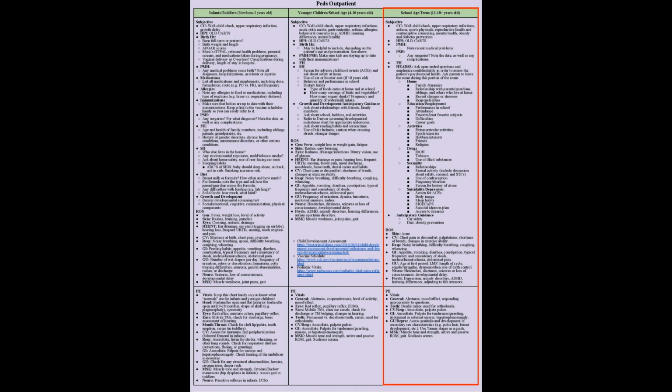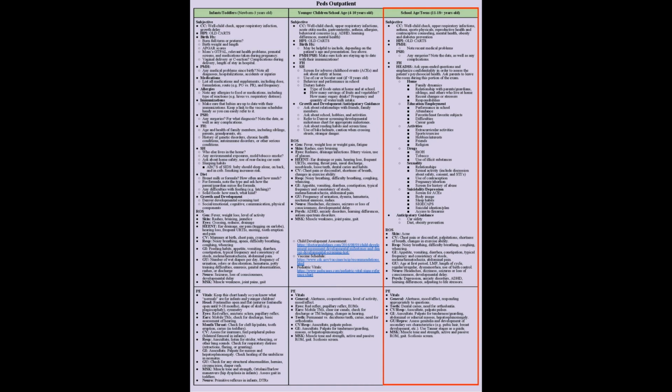Then for activities, you can ask about extracurriculars, sports and exercise, hobbies and interests, friends, and religion. These are all really important. Then for drugs, you want to ask about alcohol, tobacco, use of illicit substances, or if they feel pressured to use any of these substances by their friend groups.